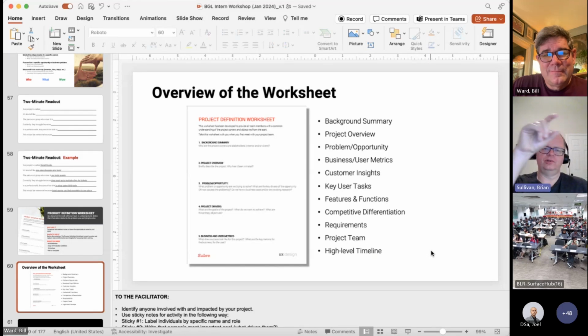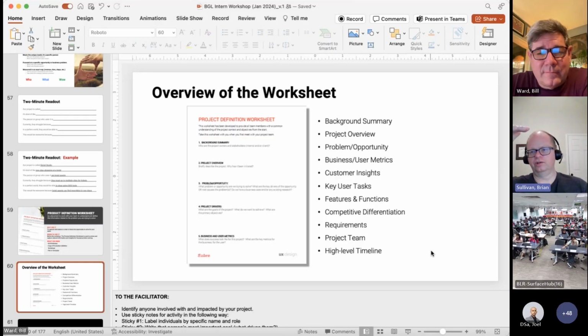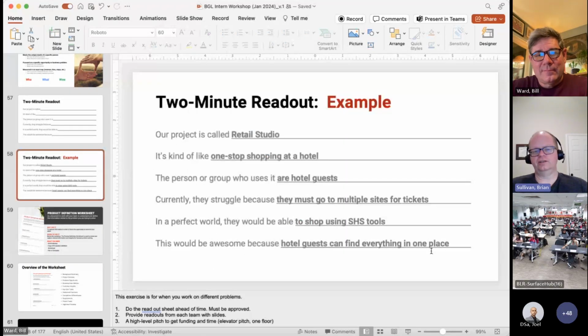And typically, the 2-minute readout should be done before the worksheet because you've got to align on that high level elevator pitch. And again, imagine it's one floor. You get a key person, a key client, the CEO. You have one floor in the elevator to say, "Hey, I have an idea called blank. It's kind of like Swiggy for blah blah blah. The people that use it are this. Right now they struggle because of this. Hey, with my idea, they'd be able to do this. It'd be awesome for Sabre because."